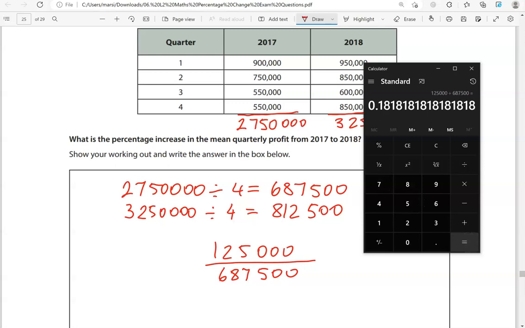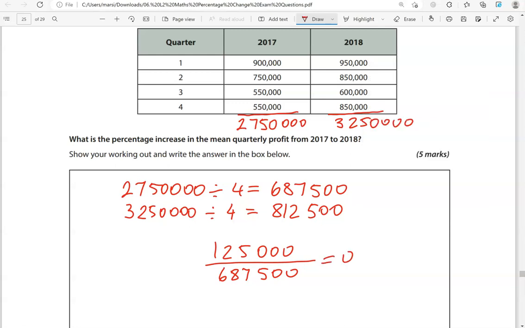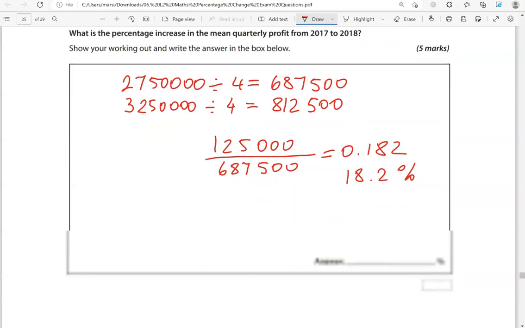That is 0.182, which is 18.2%. So you can multiply that by 100. The 0.182, 18.2% or just 18% should be fine.